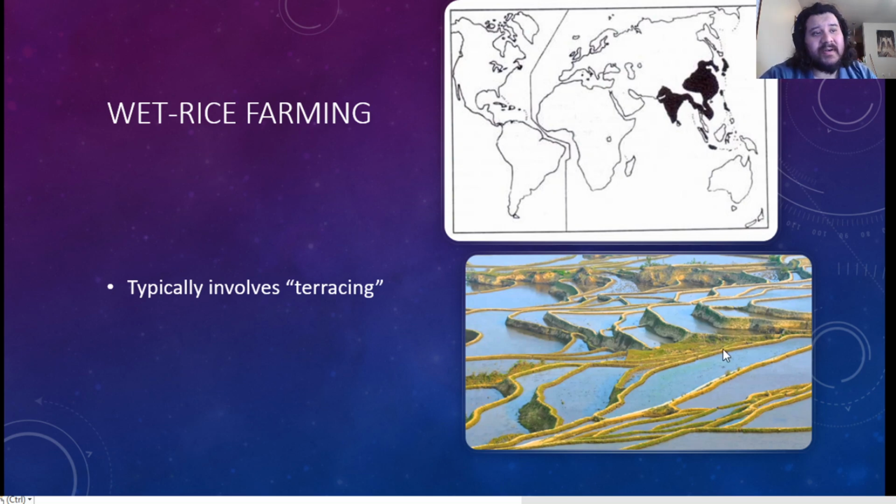And we can see that here, right? These fields are flooded, and that's part of the cultivation of wet rice farming. The fields are flooded after the rice is planted into the ground. And then eventually the fields have to get drained, and then the rice is collected, and so on and so forth. There are consequences here, of course, which is a separate video. We'll go over that later. Right now we're just going over the basics. But these are our concentrations for wet rice farming, South and Southeast Asia.